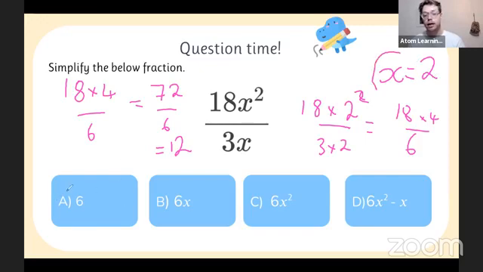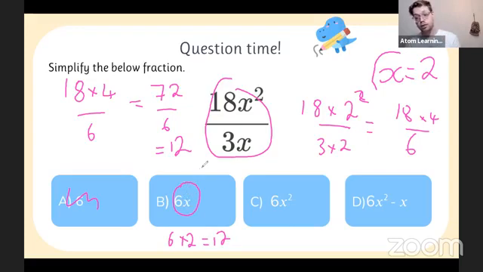So A, I can get rid of straight away because there's no x in it. B, 6 times x, so 6 times 2 equals 12. So again, that works because we're saying that this is the same as this. Because when x equals 2 and 18x squared over 3x, if we sub in x equals 2 into that and then x into B, we get 12 both times.